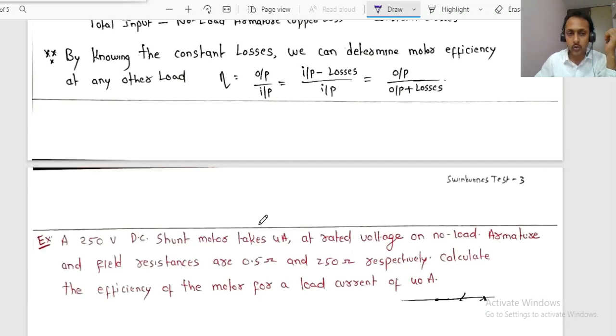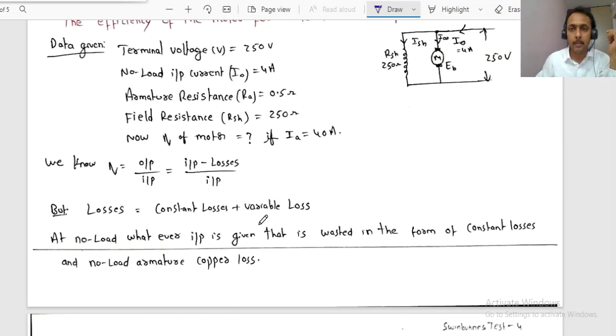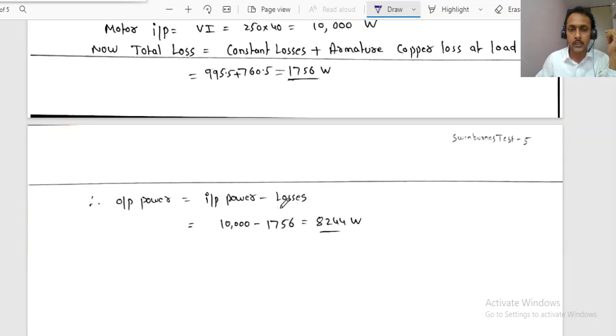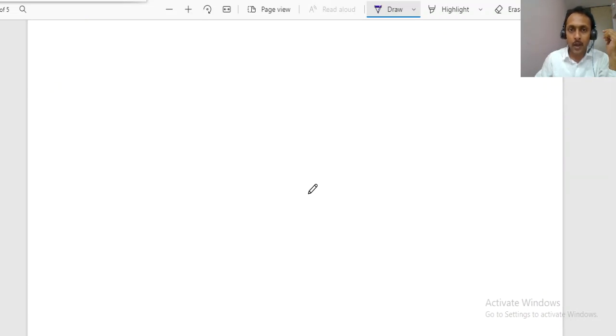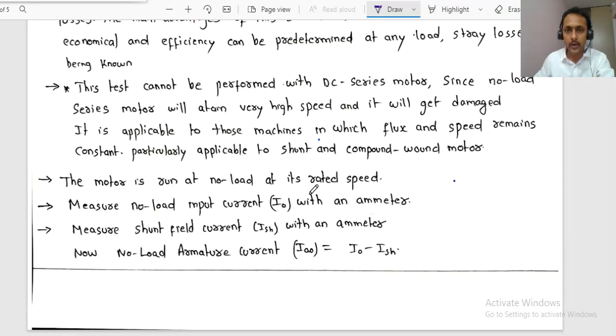other loads. And also we will discuss one example problem so that you will understand in a better manner how to calculate the efficiency and what the different losses are. All those things will be discussed in this video. Observe, dear students, this is Swinburne's test or no load test.